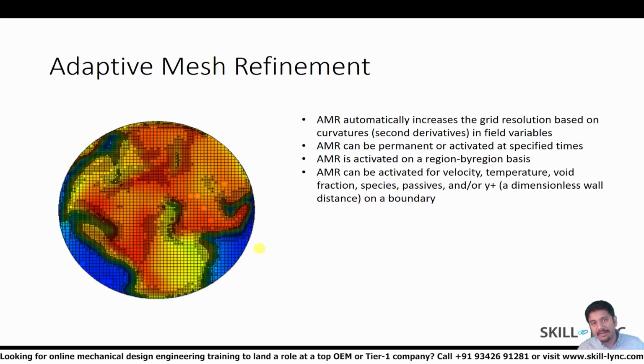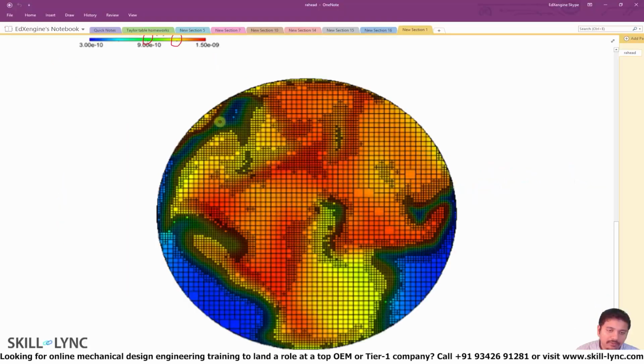All right. Next, we are going to be talking about adaptive mesh refinement. AMR automatically increases the grid resolution based on curvatures in field variables. What does that mean? So let's take a closer look at this picture. This right here is the top view of a combustion chamber, and you're looking at the flame front. Here you can see a lot of interesting structures, but more importantly, I want you to pay attention to the cell size here, right?